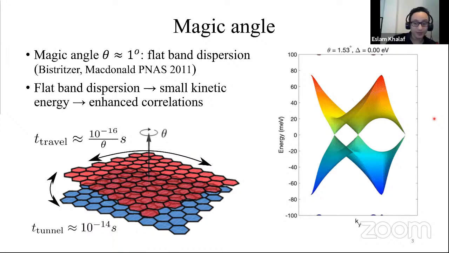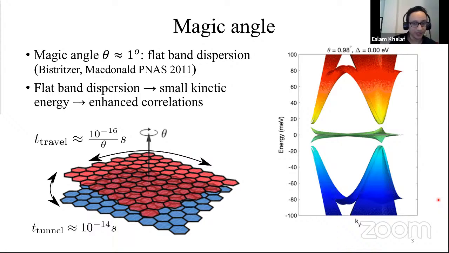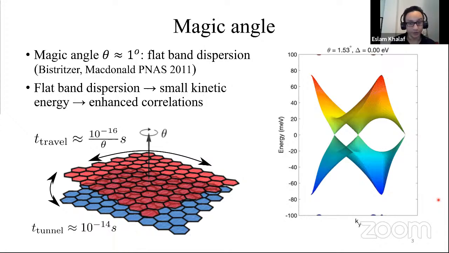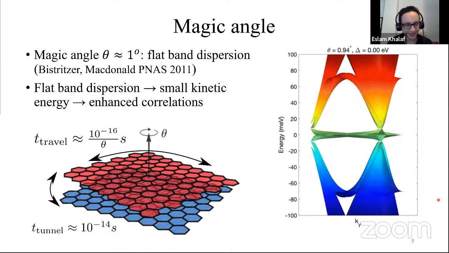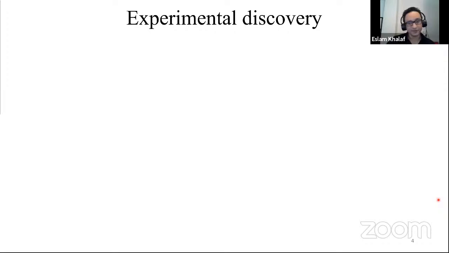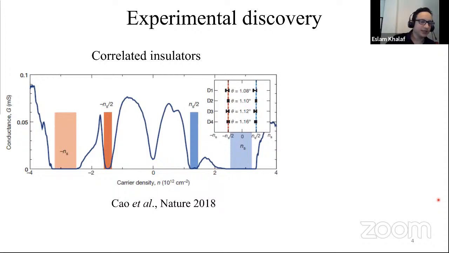And it took 7 years for this prediction to be realized. And then finally, in 2018, a group at MIT led by Pablo Jarillo-Herrero actually managed to make this system, and they found a host of very interesting correlation-dominated phases. So what are these phases? So the first phase they found is a so-called correlated insulator. A correlated insulator is simply an insulator that cannot be explained by band theory. It's an insulator that arises due to interactions.